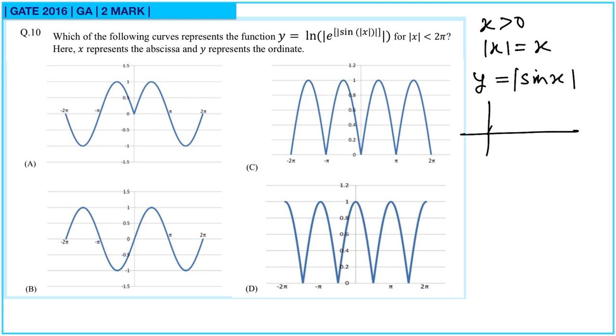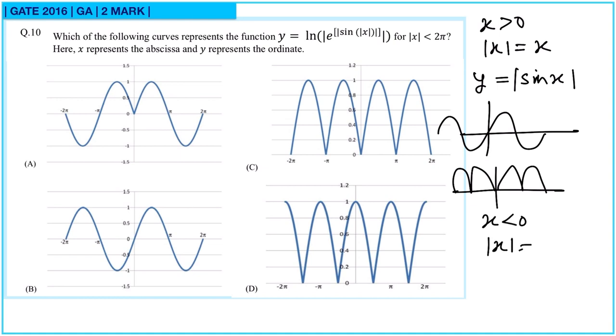Now the function sine x looks like this. And if we are taking mod on both sides, then this function will look like this. Now furthermore, if x is less than 0, then what will happen? If x is less than 0, then mod of x will be minus of x. But then again, it will be sine of minus x. So that will be minus of sine x. But since we are taking mod, this will be equal to sine x only.